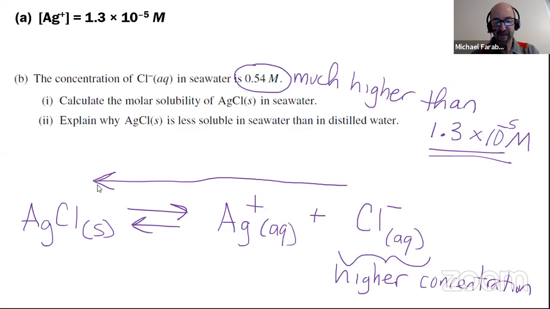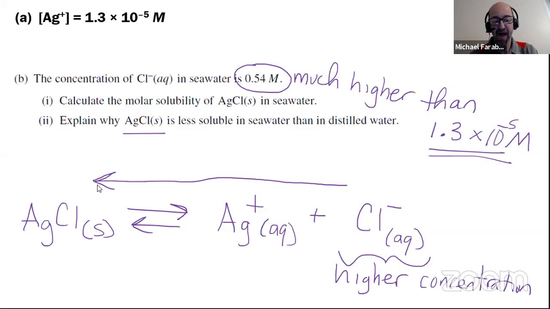So that means that, as we can already tell, that's coming up in part II of this question, silver chloride is going to be less soluble in seawater because there is already this extra concentration of chloride present.